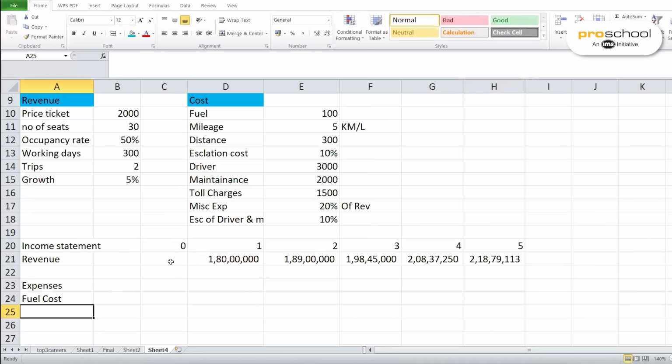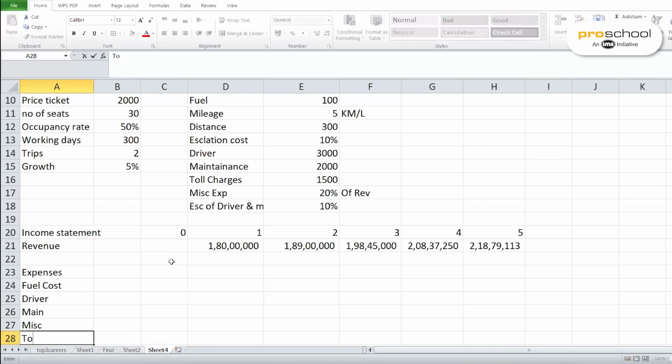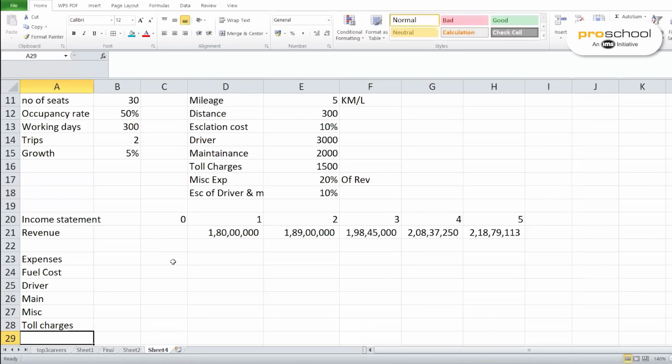Then the second one is driver cost. So I will take the driver cost. Then maintenance. Then miscellaneous. And then toll charges, right? So I have cut down all the costs over here. Of course, there is interest, but we will take that later on. First, we will take up the basic operational cost of my business.